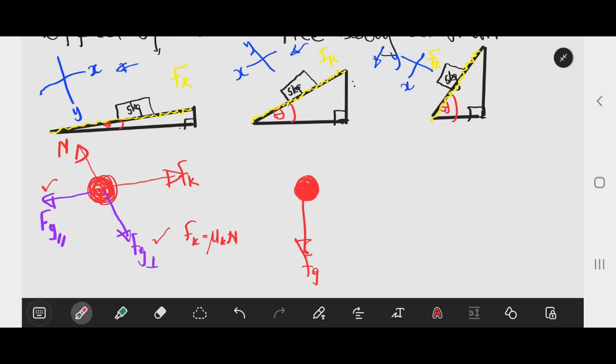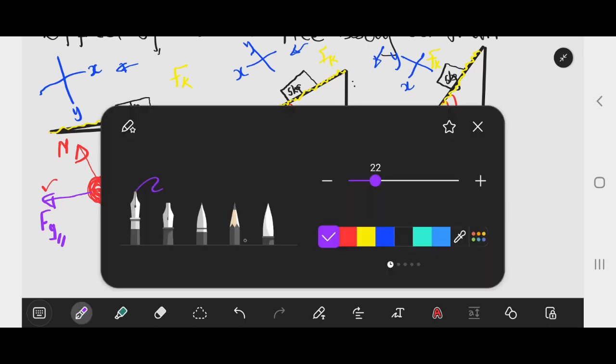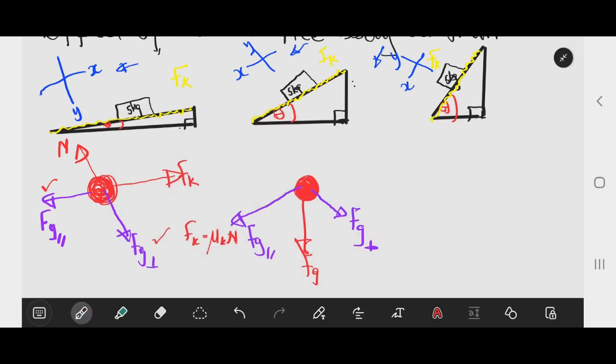Okay, so it means if we were to resolve weight, right, we would get a smaller Fg perpendicular and now a bigger Fg parallel. Okay, so it means since Fg perpendicular has decreased, then it means the normal force has also decreased. And if the normal force has decreased, same thing applies to the friction. The friction has decreased.